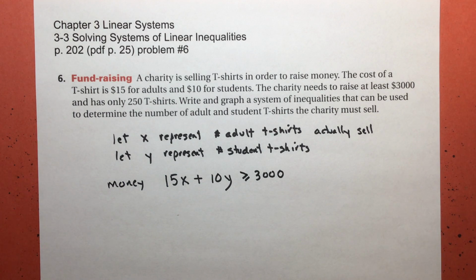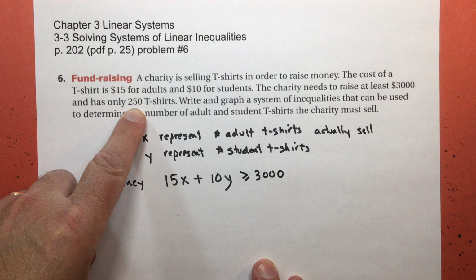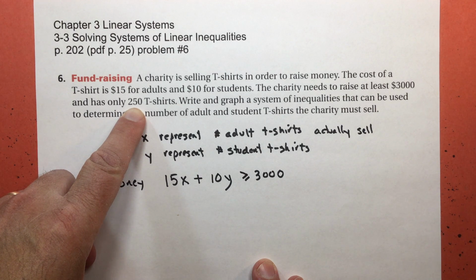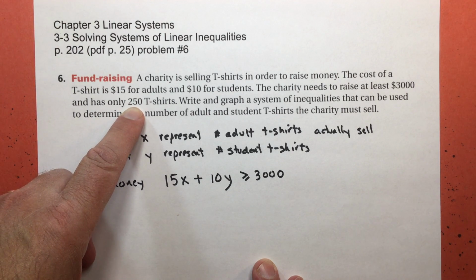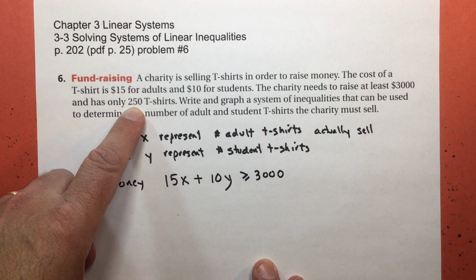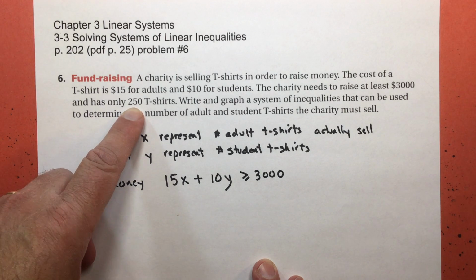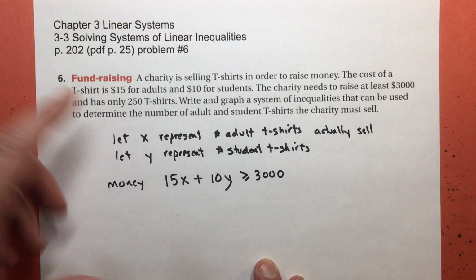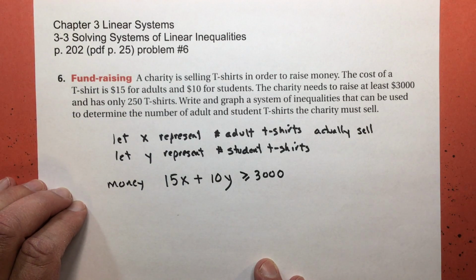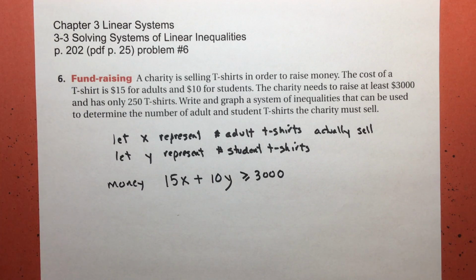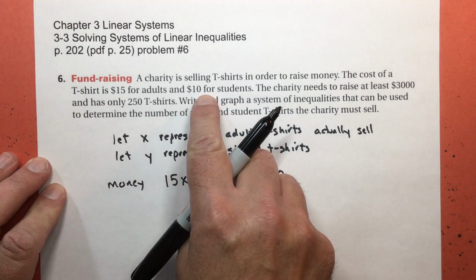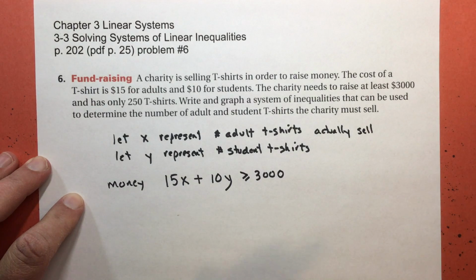The other constraint is they have only 250 t-shirts at all. By the way, we're assuming that it's $15 to charge an adult, $10 to charge a student. So they're all the same t-shirt. You just get a $5 discount if you're a student. When we've talked about this problem in the past, there have been questions about, well, don't you already know how many adult and student t-shirts you have? It's all the same type of t-shirt. It just depends on who you sell it to. Students get a discount.